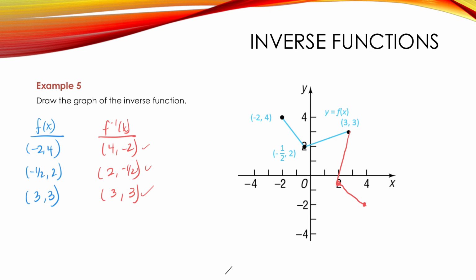And if we were to draw a dotted line through y equals x, we would see where it was reflected across. And it looks like we have a mirror image on both sides. So that is our y equals x line that we went ahead and reflected across, and this would be f inverse of x with the points (4, -2), (2, -1/2), and (3, 3). So from here, we'll move into inverses of trig functions.